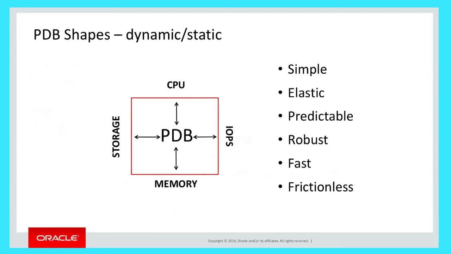So isolating and controlling these 4 attributes to provide a simple, elastic, and predictable environment, both for the consumer as well as the provider, allows for a more robust, fast, and frictionless provisioning model where you have bound the attributes of compute, and it becomes a bin packing problem. So this is the first step in solving the efficiencies of placement.